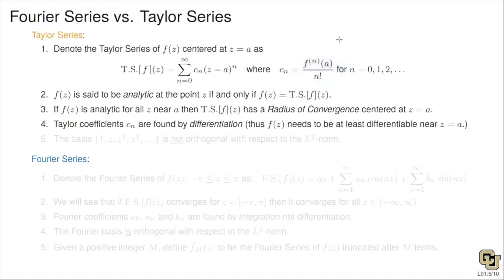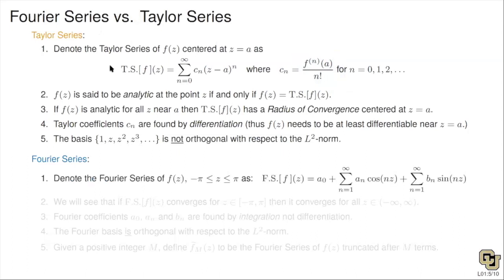So we're asking for a lot of smoothness for a Taylor series. And one final bash against Taylor series: the basis is not orthogonal. It is a basis in that it spans and it's linearly independent. Those are the two requirements for being a basis: a basis should be linearly independent and should span. Here it spans and it's linearly independent, but it's not orthogonal.